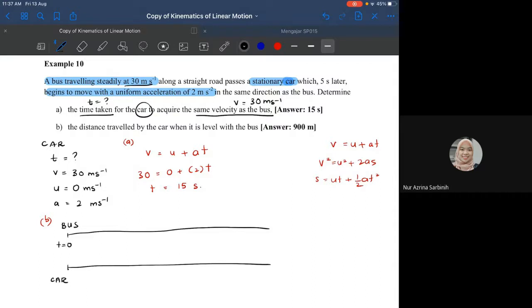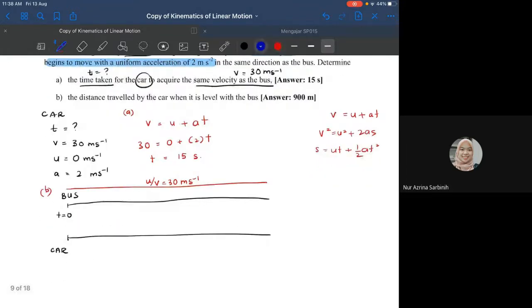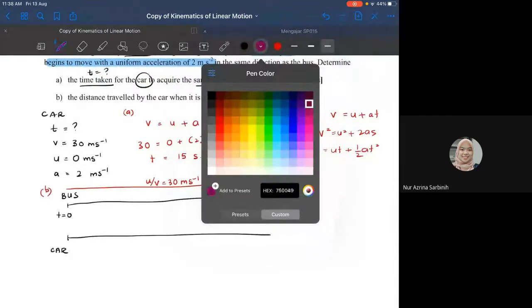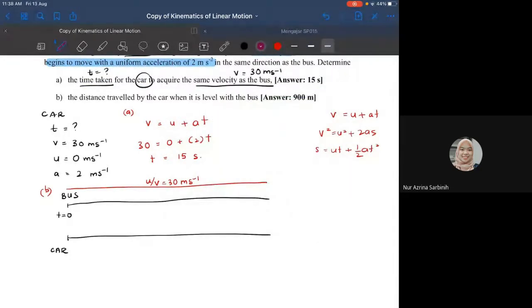Okay. And then bus tu dia cakap bergerak daripada awal sampai akhir. Dia punya V adalah 30 m/s. U dia pun 30 m/s lah. Okay. And then dia cakap bus tu tak ada apa-apa kan. Itu je kan information pasal bus. And then pasal car pula. So car awal kita tahu dia punya apa tu? Dia stationary. So kita tahulah masa T equals to 0, car tu stationary iaitu U equals to 0 m/s.